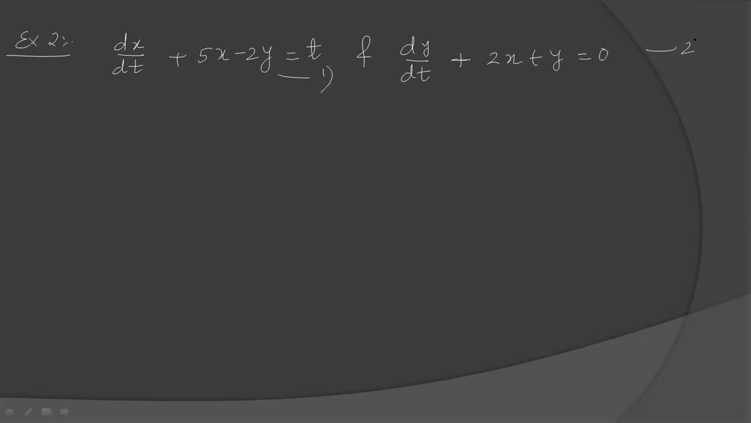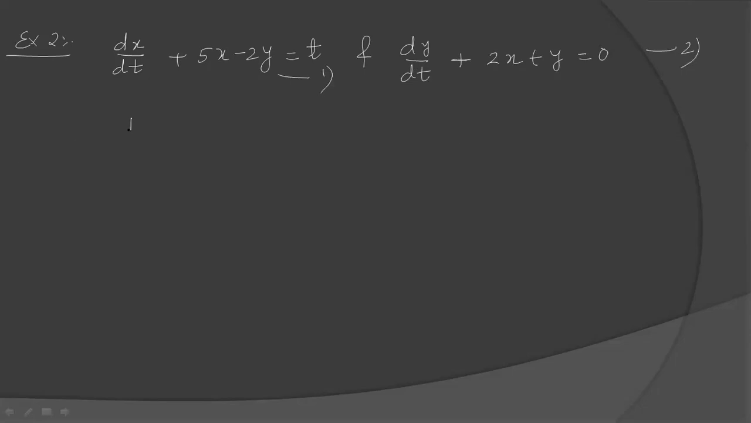Example 2. Suppose the first differential equation is given as dx by dt plus 5x minus 2y equals t, and the second differential equation is dy by dt plus 2x plus y equals 0. This is your equation number 1. This is your equation number 2.